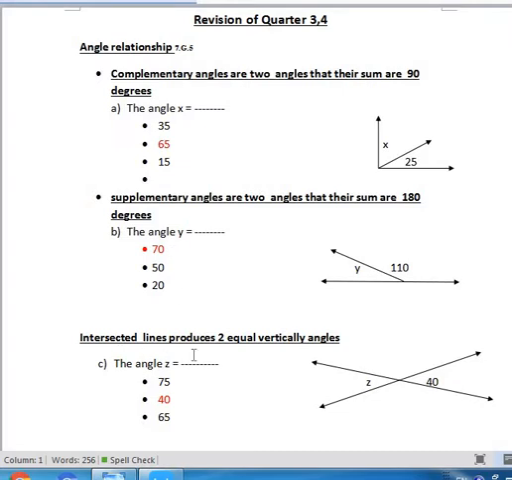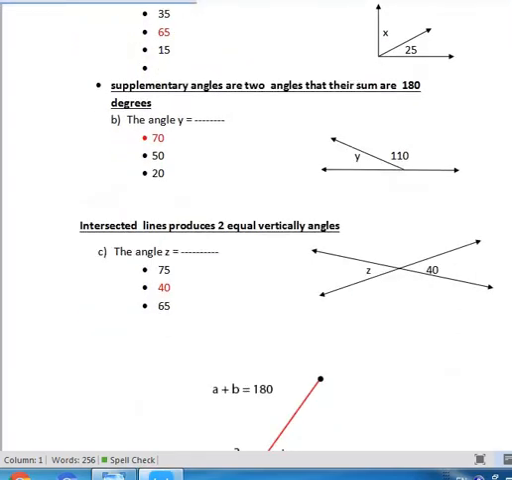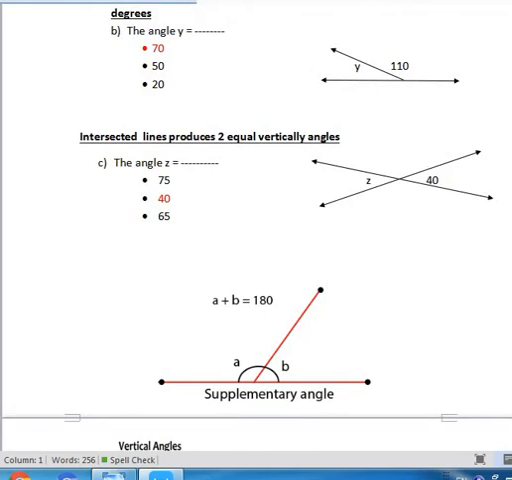Intersecting lines produce what? Two equal vertical angles. When I have two intersecting lines, it produces two vertical angles. The two vertical angles are equal in measure. So I have here angle Z equals 40 as its VOA, the vertical opposite angle. Remember? Okay, this was for quarter 3.